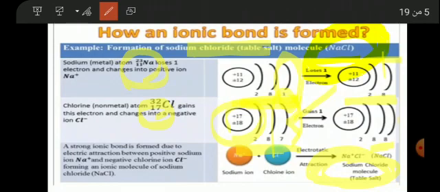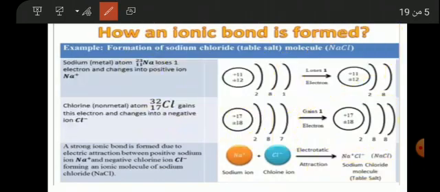This sodium chloride, or table salt, molecule is formed due to the reaction between the sodium ion, which is positive, and the chlorine ion, which is negative. The strong electrostatic attraction between them forms the molecule of sodium chloride.